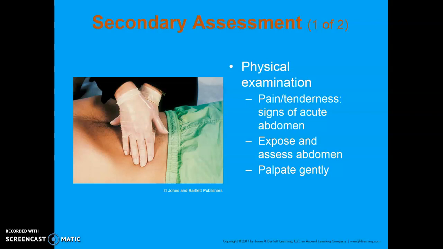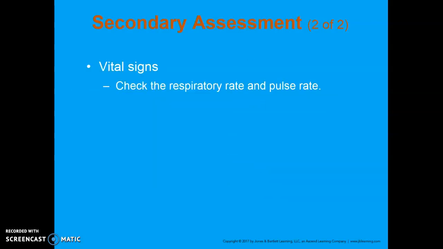If they say that they do have tenderness, you can check to see if it's primary tenderness. So when you're pushing, does it hurt, or does it hurt worse when you let go? And then determine if the patient can relax their abdomen. Oftentimes when we start pressing on their abdomen, they go ahead and tense up. So we want to just see if they can relax.